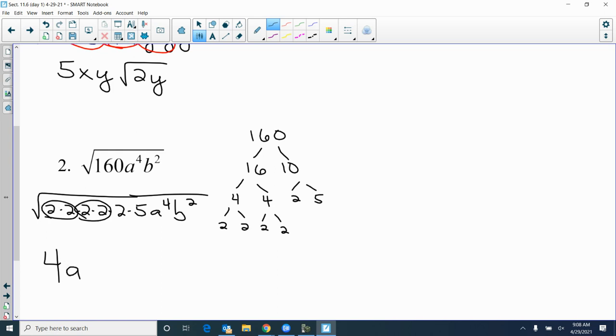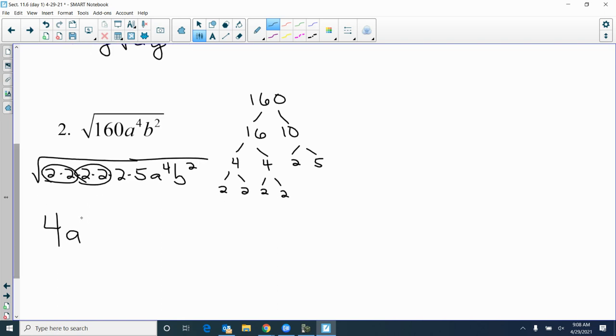A to what power? Colin? A to the second power, and Colin, B to what power? B to the first, or just B? Since those are both even powers, you're not going to have any A's or B's left over. I should have square root of 10. Okay, square root of 10.